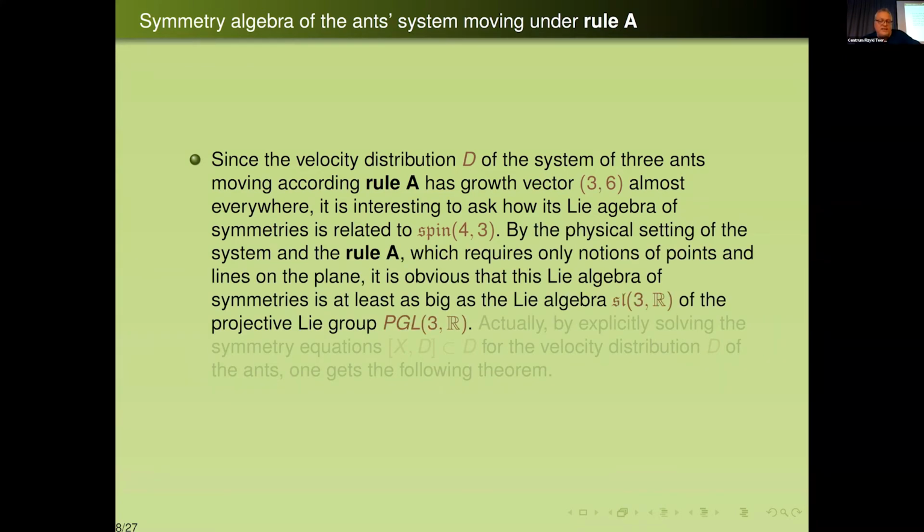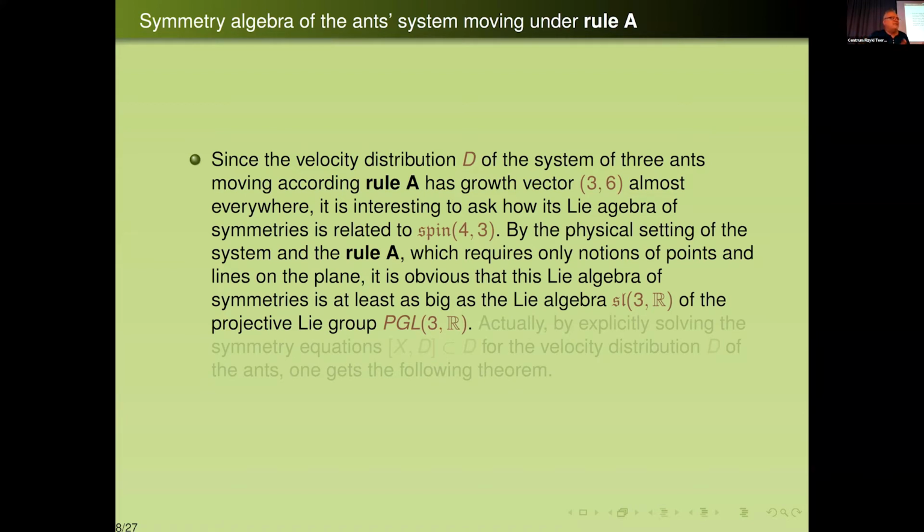So by the physical setting, since we only use the notions of points and lines on the plane and tangent, this distribution definitely is symmetric with the symmetry group, the projective group PGL3, right? So the group of symmetry must be at least 8-dimensional, but 8 to 21 is still a lot, right? So yes, it is homogeneous. Yes, it is clear that it's homogeneous, because it is how I define them. These are just points and lines on the plane.